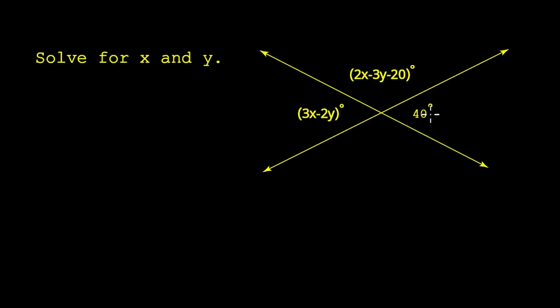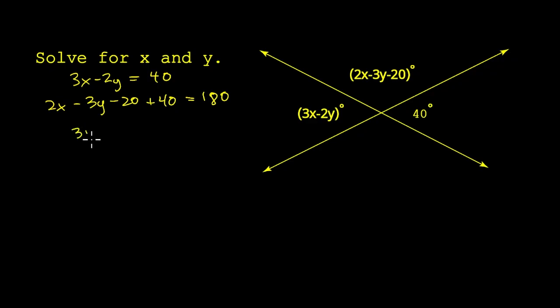So one that seems easiest will be these two angles here: 3x minus 2y equals 40. Then we will use these two here. This is a straight angle, so 2x minus 3y minus 20 plus 40 equals 180. Then 3x minus 2y equals 40, and 2x minus 3y equals, now moving these over, 40 minus 20 is 20, 180 minus 20 is 160.